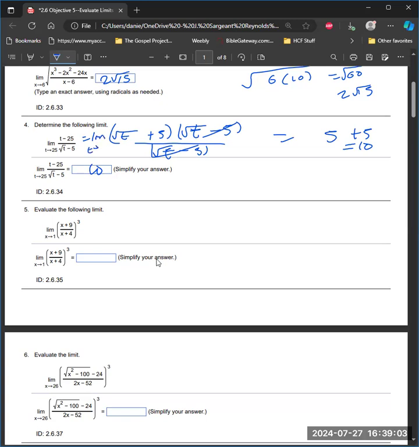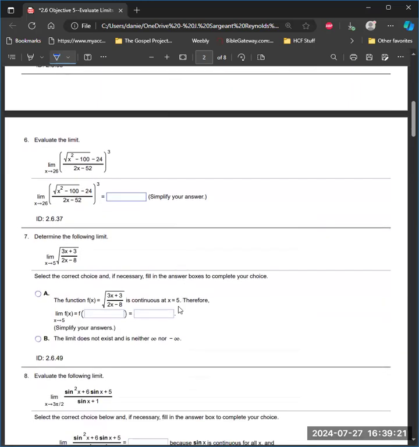Limit as t goes to 25. This is 10 over 5 is 2. 2 to the third is 8. This is 625. No, that says 26.